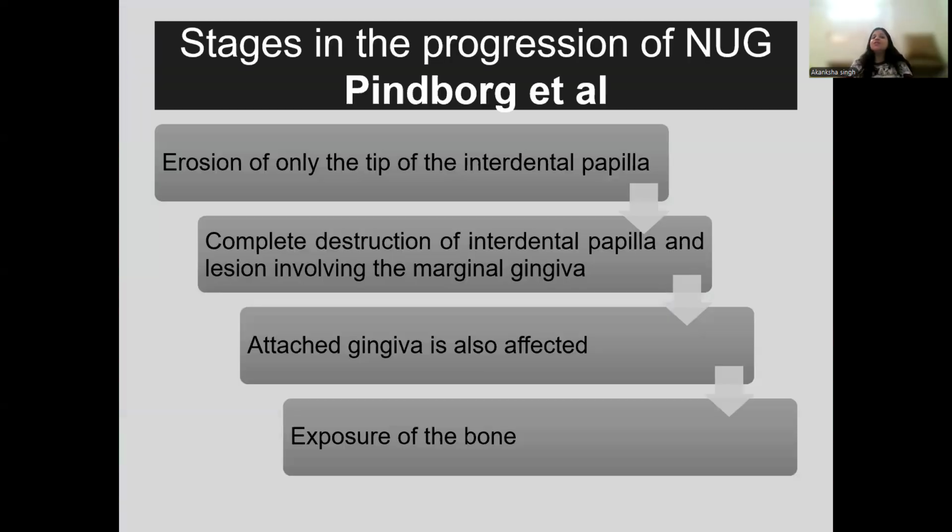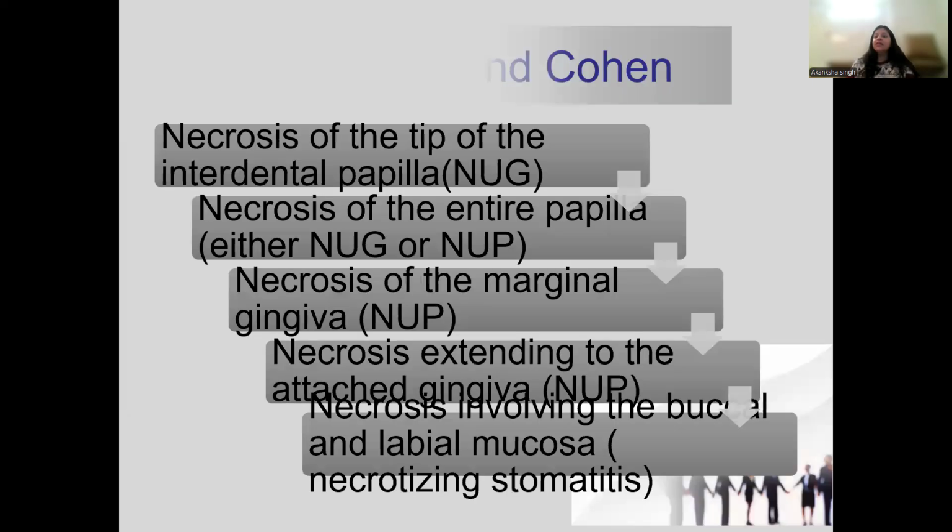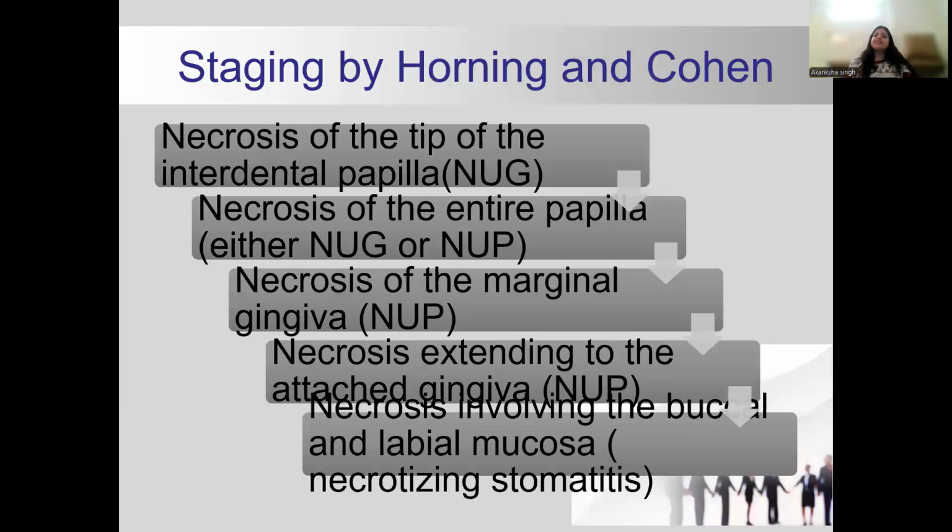Now, what are the stages and progression of NUG according to Pindborg et al.? First of all, there was erosion of only the tip of the interdental papilla. As I've already stated, the interdental papilla is the first to get involved. Then it is followed by involvement of the marginal gingiva, and slowly and gradually, the attached gingiva is also affected. And when this necrotizing ulcerative gingivitis reaches the periodontium or the bone, exposure of bone can be seen. And then it leads to necrotizing ulcerative periodontitis. So that was according to Pindborg et al.